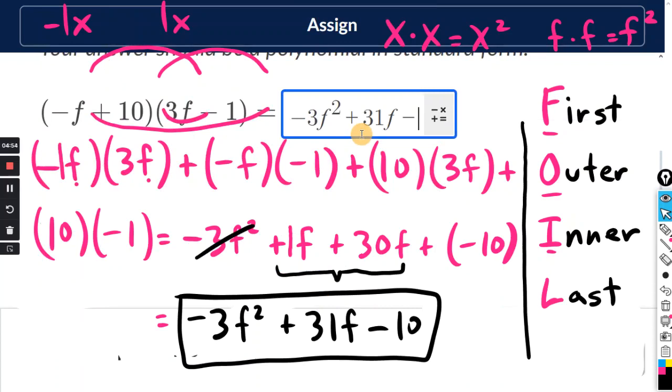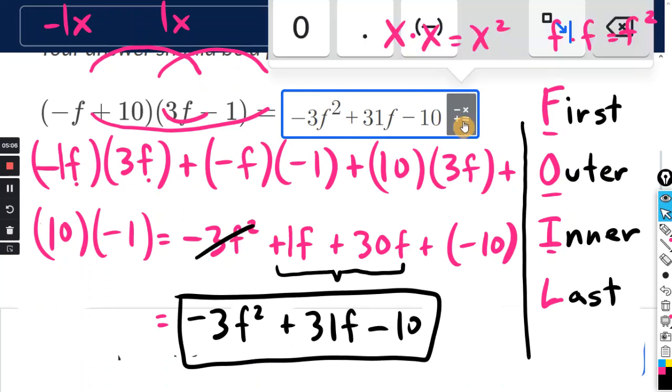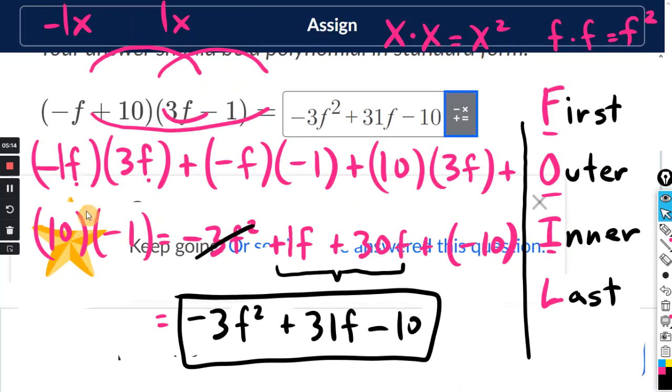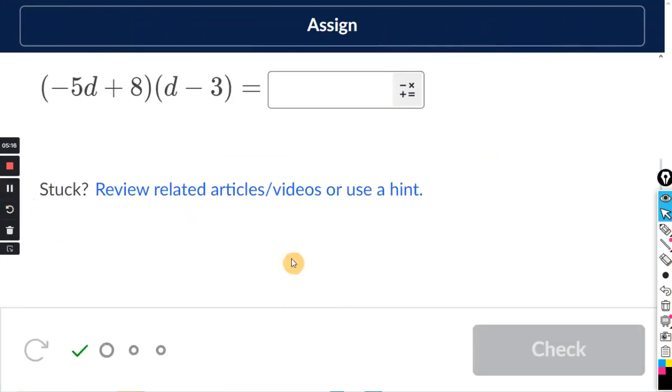minus 10. Okay, alternatively, for the exponent, you can click shift and the number 6 at the same time, and it will give you the exponent. Otherwise, you need to use this and find the exponent button. All right, I believe these are all the same.